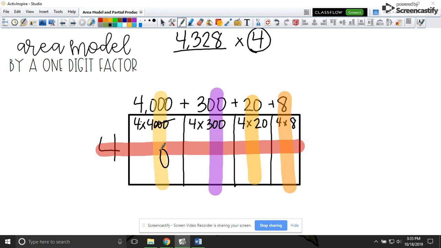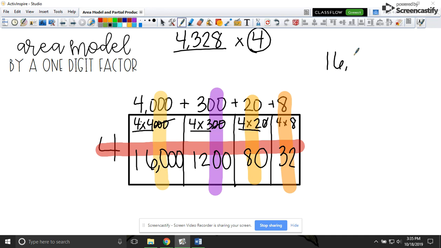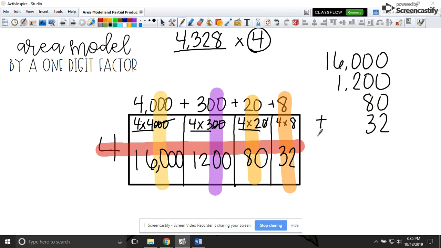This box has 3 zeros, so our product is going to have 3 zeros, and 4 times 4 is 16. This box has 2 zeros, so our product will have 2 zeros, and 4 times 3 is 12. We have 1 zero here, 4 times 2 is 8, and no zeros in this box, and 4 times 8 is 32. So final step, we have 16,000, 1,200, 80, and 32. We're going to add that together.